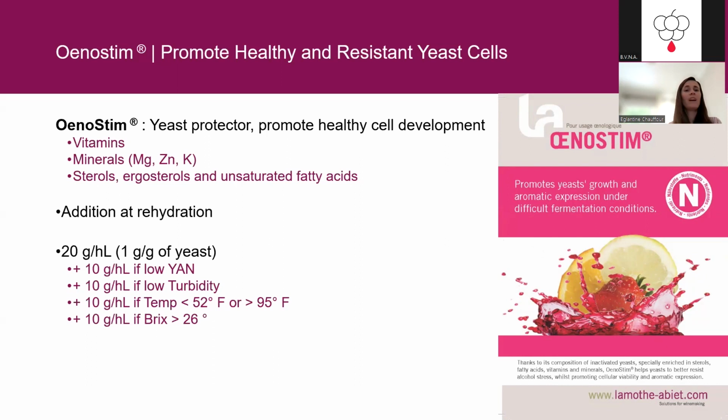If you are talking about very low turbidity, so naturally the juice will be very low in sterols and fatty acids, you will want to put more. If you are at very low temperature or very high temperature, we will add more as well. And if we are at high Brix, we will add more. Just anything that will make the yeast more stressed or the fermentation more difficult, we are going to add a little extra EnoSteam to make sure the yeast is going to be strong, resistant, and ferment until the end.